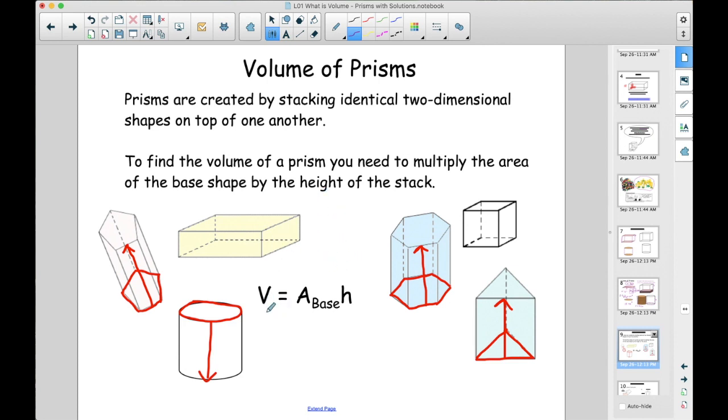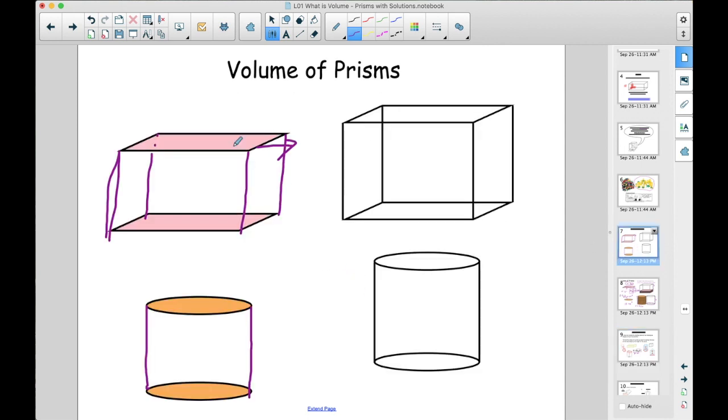So if you want to find the volume, and here I'm going to say this is of a prism, and perhaps I didn't discuss what a prism was, so maybe I will do that on this slide. If you want to find the volume of a prism, it's the area of the base times the height. Now, how do you create a prism? So over here, we created these prisms by stacking identical shapes on top of each other.